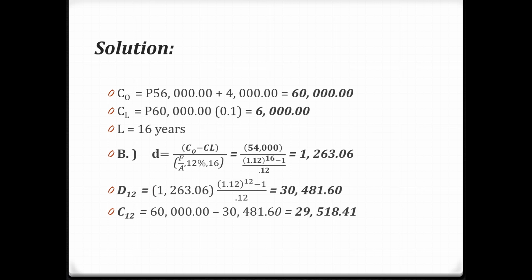And then, for letter B, this time we use the sinking fund method. So, ibahin mo lang yung denominator mo using the notation of finding F given A, 12%, 16. Okay, so that is a divisor of 1.12 raised to 16 minus 1 all over 0.12. So, kung mapapansin mo, sa pag-complete ng small letter d, useful life ang ginamit na taon.